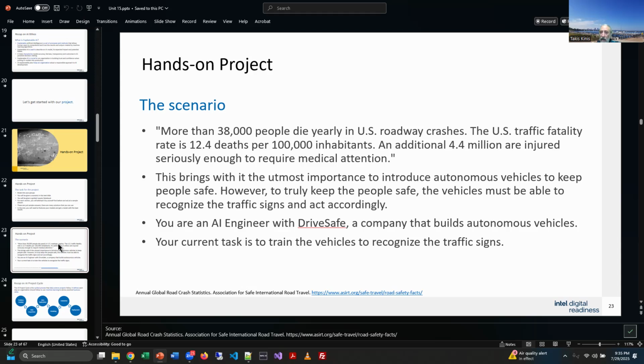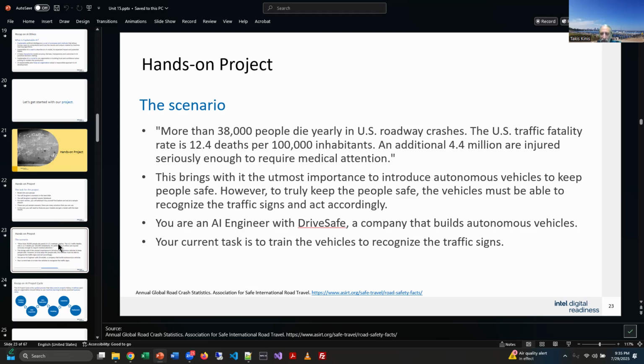Okay, this brings with it the utmost importance to introduce autonomous vehicles to keep people safe. So they're making a contention here that if we switch to self-driving cars, these accidents probably wouldn't happen, right? Well, think about it. If I go out and have a bunch of cocktails and let the car drive itself home, I don't have to worry, right? Yeah, that would certainly save some lives.